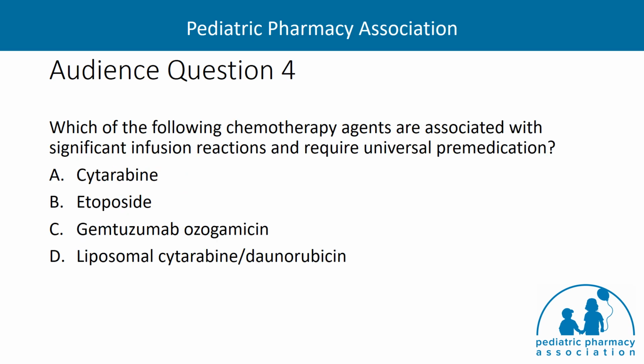Next, audience participation question number 4. Which of the following chemotherapy agents are associated with significant infusion reactions and require universal premedication? A, cytarabine, B, etoposide, C, gemtuzumab ozogamicin, or D, liposomal cytarabine daunorubicin. Answer is C, gemtuzumab ozogamicin.